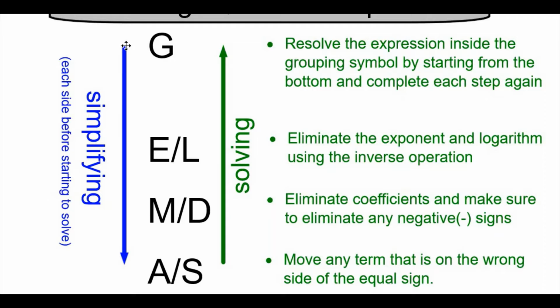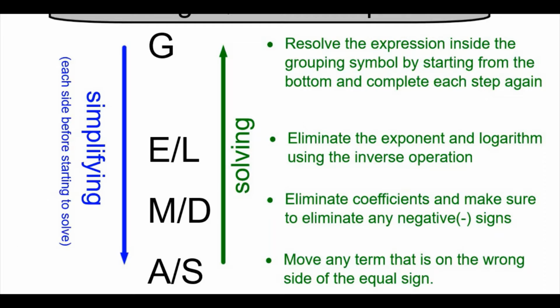So just like always, we're going to simplify by going from the grouping symbol, the exponent, multiplication, division, addition, subtraction. Then we're going to solve by starting at the bottom. We're going to add or subtract things to get the equation in the right form. We're going to multiply or divide things to get the equation into the right form. We're going to eliminate the exponent, and with quadratics, that's predominantly done by factoring, though there is a way to take a square root at certain times. Then if there's anything on the inside of the grouping symbol that hasn't been taken care of, you start at the bottom and go back through again.